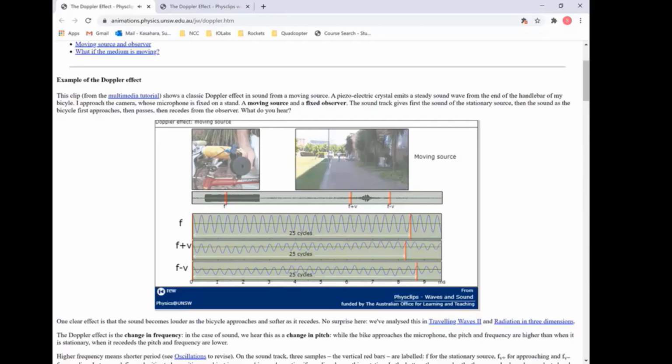So there's that familiar high-pitched sound as the bike approaches us, and then the lower-pitched sound as the bike moves away, and so that's that Doppler effect sound.